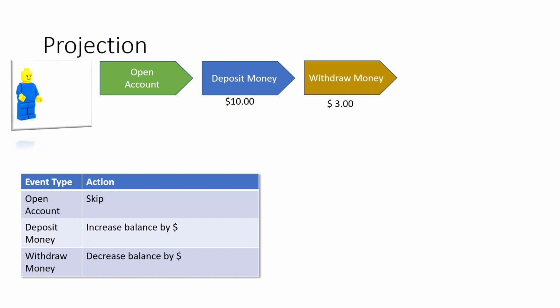In this example here, we have a projection that is going to give us the running balance. So for an open account event, we simply skip over that event, take no action. For a deposit money event, we increase the balance by the amount of money in the deposit money event. And for a withdraw money event, we decrease the balance by that same amount. So to show you this in action, after the deposit money event, the account has $10. After the withdraw money event, the projection has a value of $7.